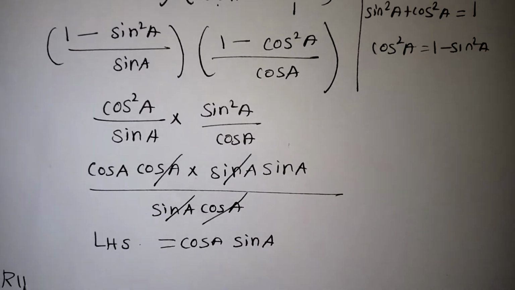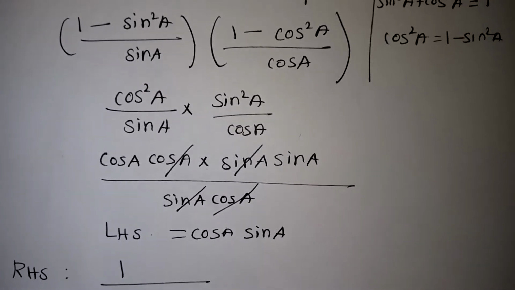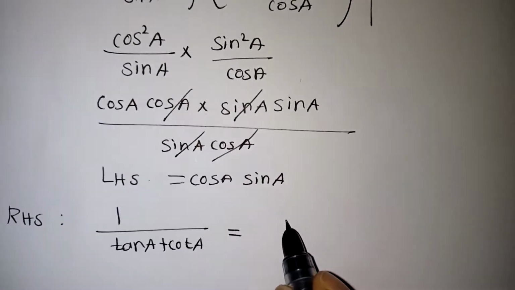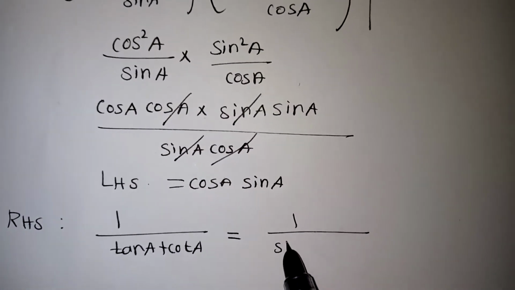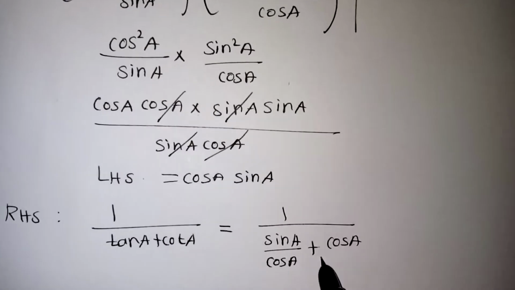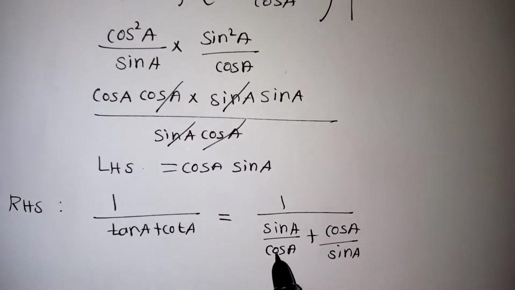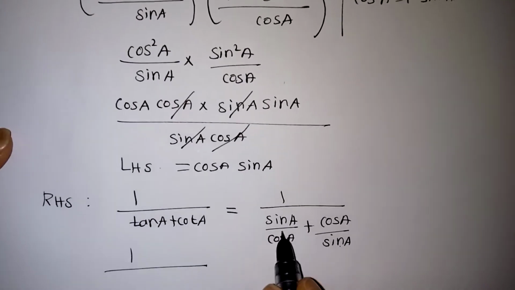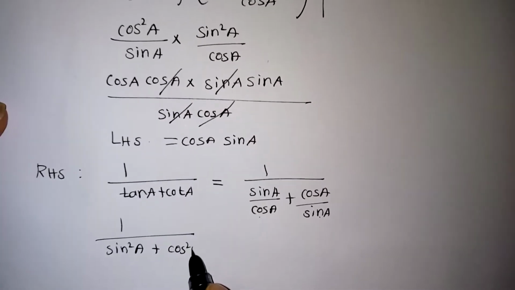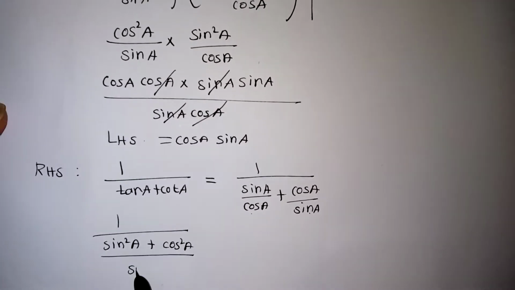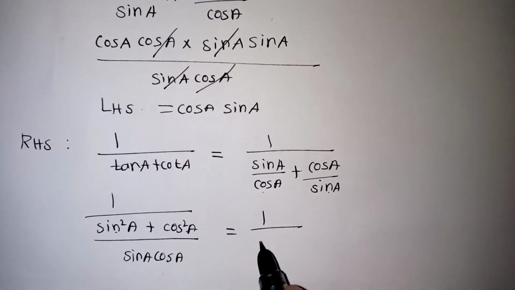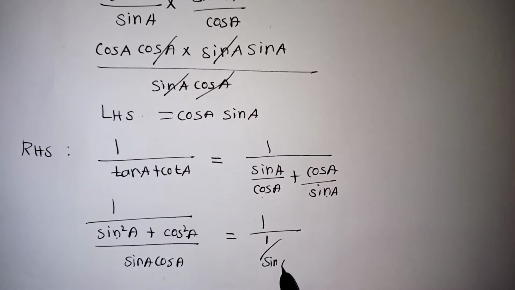Now we are going for RHS. Our term is 1 by tan A plus cot A. Now we are going to make it in terms of sin and cos. So tan A will be written as sin A by cos A, and cot A will be written as cos A by sin A. Just to take the LCM here: sin into sin gives sin squared A plus cos into cos gives cos squared A, divided by the multiplication of these two, sin A cos A. We can write this as 1 by sin squared plus cos squared, which is 1. So 1 by sin A cos A we are getting.